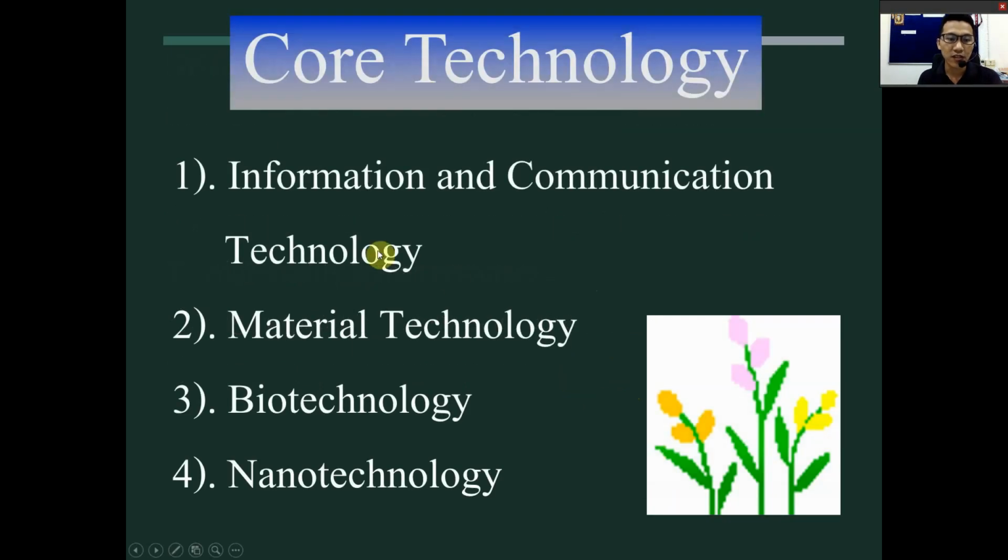For the core technologies, all four are here. They are information and communication technology, or ICT, as you are probably familiar with. The second one is material technology. Third one is biotechnology. If we're talking about the medical stuff, it is already included in here as well. And number four is nanotechnology. So these four are the main core technologies.